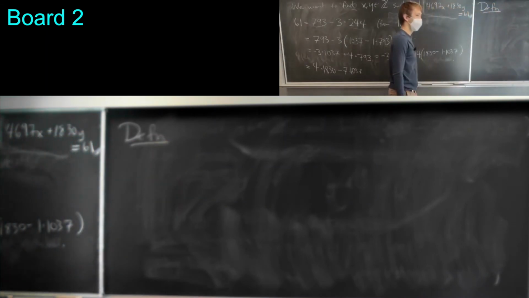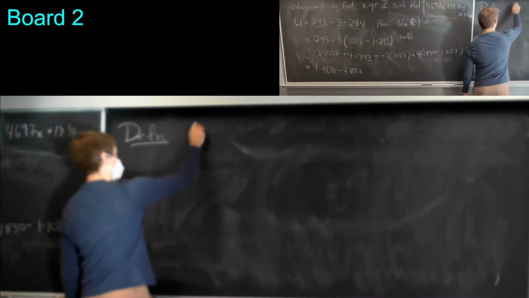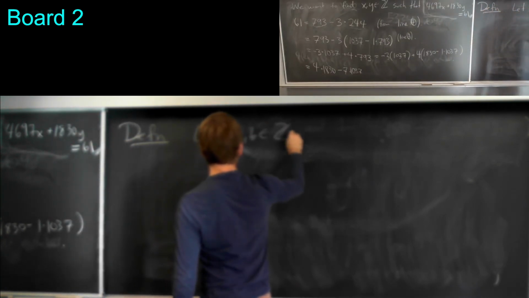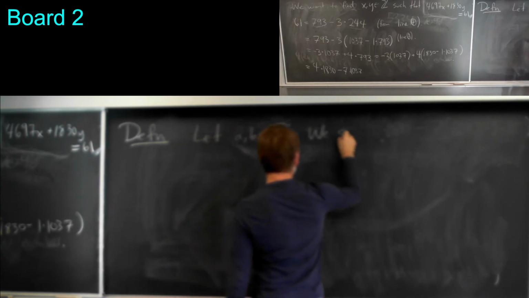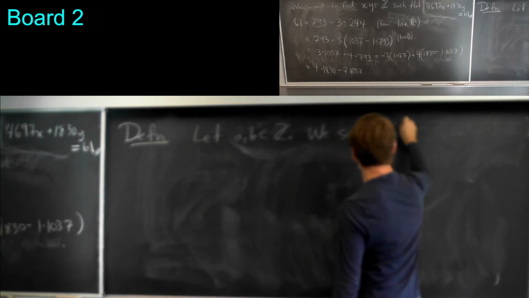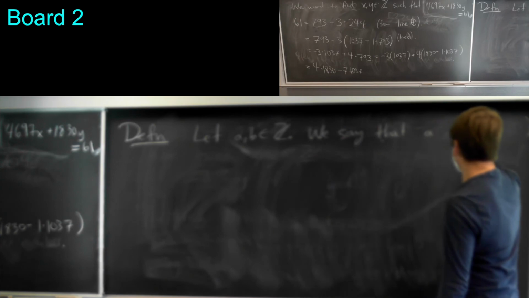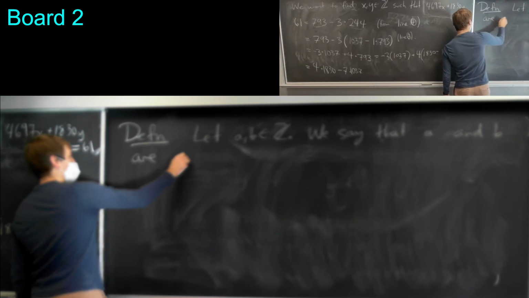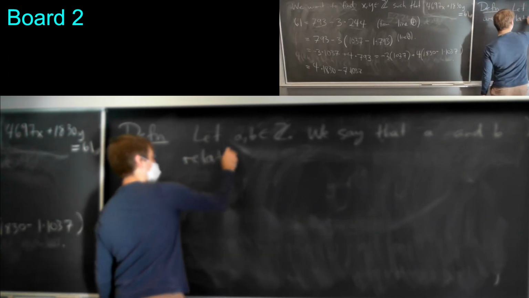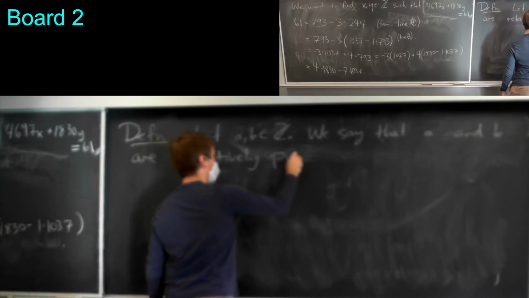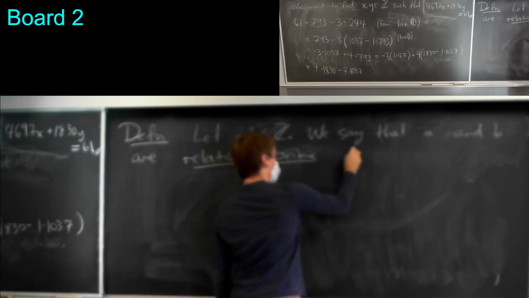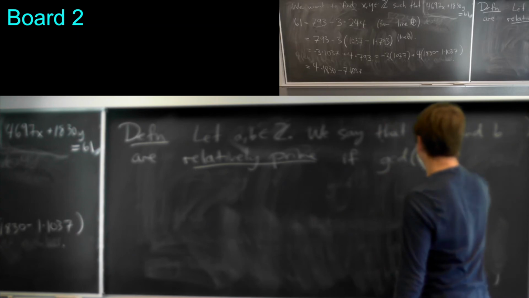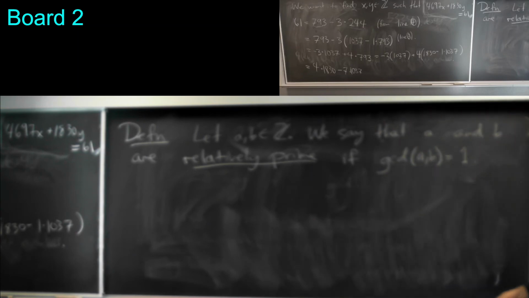Definition. Let a and b be integers. We say that a and b are relatively prime if they have a GCD, if they have GCD equal to 1.